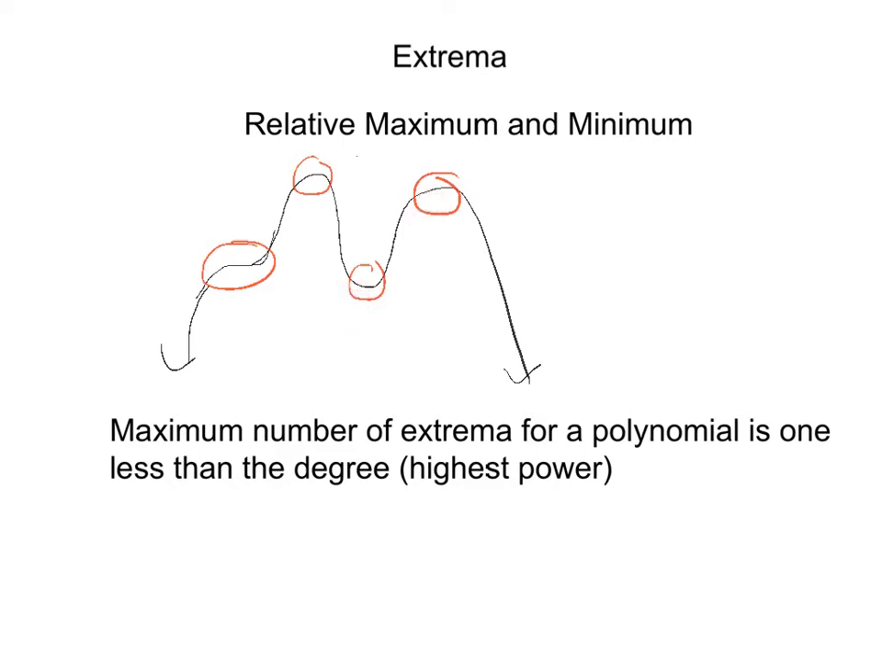Here's another maximum. And this point is actually neither a relative min nor a max because it has points that are smaller than it and larger than it within its relative area. So this function would have 1, 2, 3 relative extrema. The maximum number of extrema for any polynomial is one less than the degree, or its highest power. So, for example, a function whose degree n is 12 can have a maximum of 11 extrema.